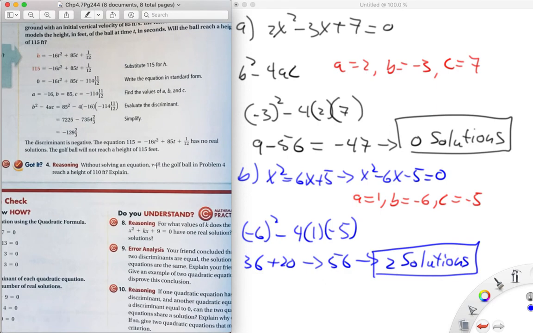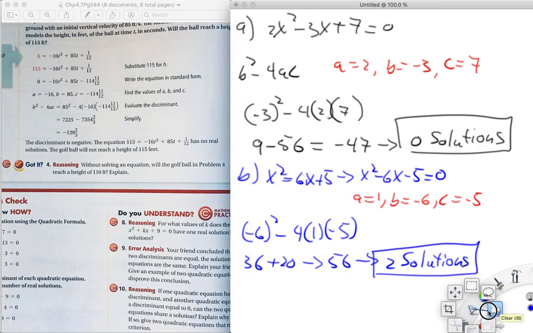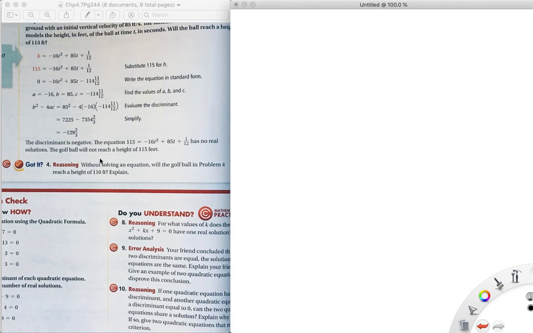Okay. Using this in the real world, throwing something in the air, usually a football, but I guess in this case it's a golf ball. And we want to know if it will eventually reach the height of 115, if it gets that high. When you use this type of equation, this is a physics equation. In order for it to reach a height of 115, it has to be able to go up and down at t equals 0.